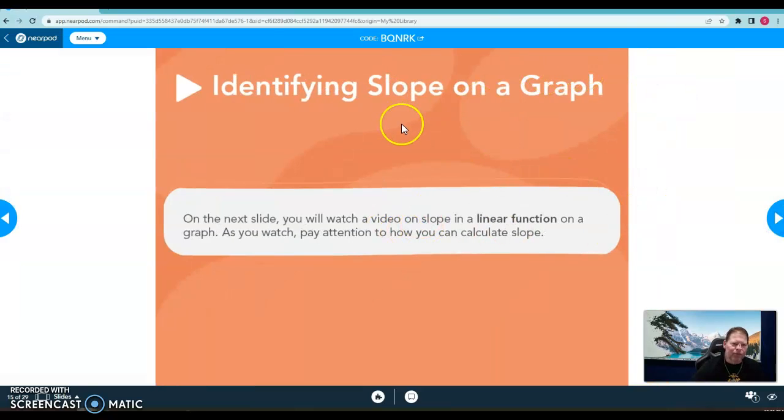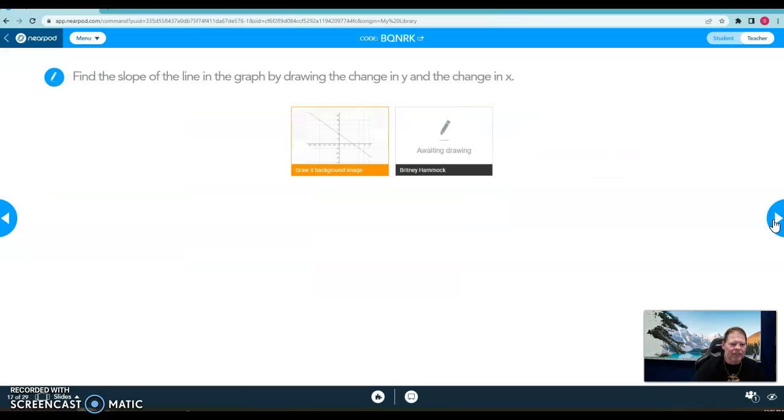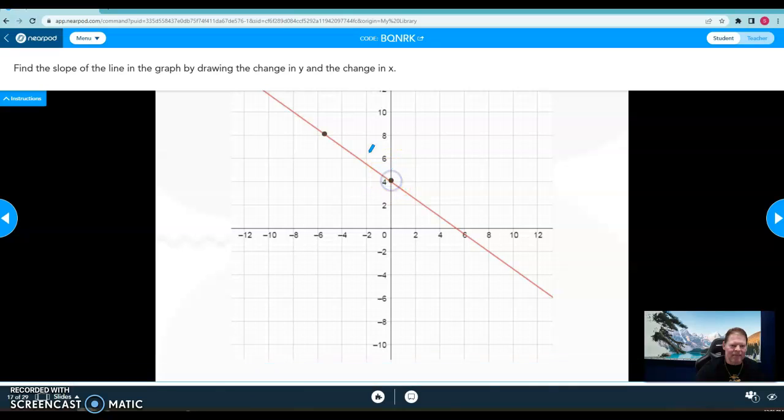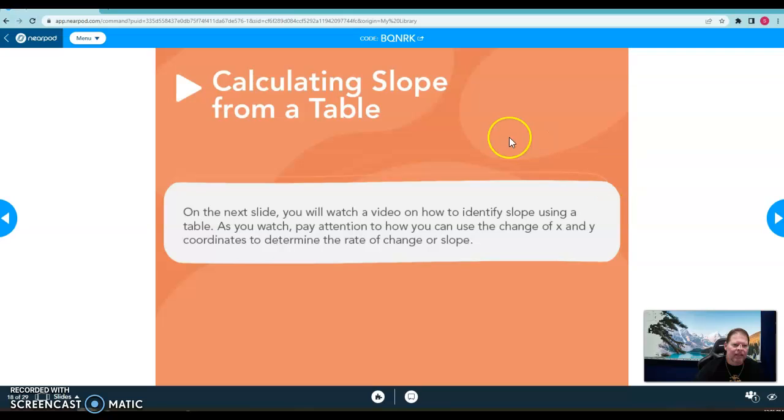After we get through those, we identify slope on the graph. Once again, I embedded videos that I can play or let them play to show them what it means and how it works. Then they get to actually draw and create a graph and find the slope of a graph. They can actually write on it. They find 2 points and find the slope, which is the change in y over the change in x. The rise over the run gives me the slope for the line that's graphed there.